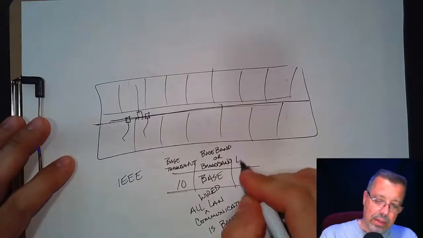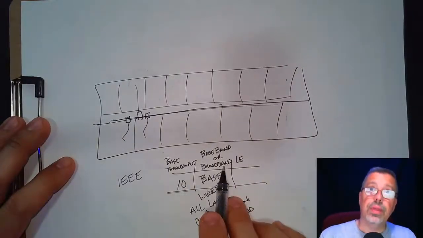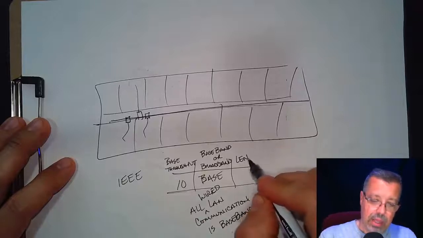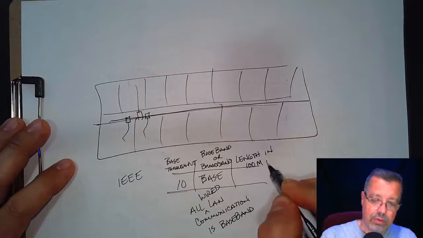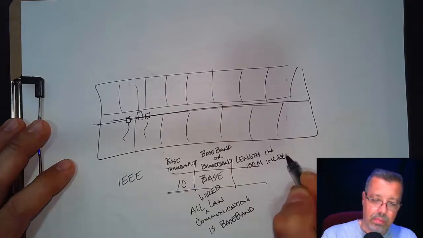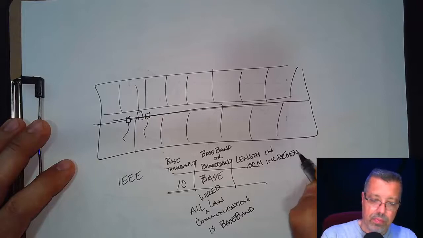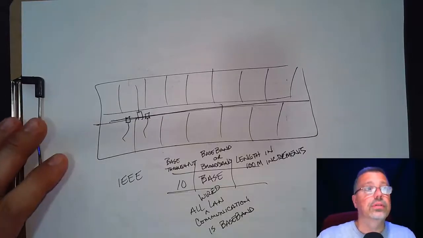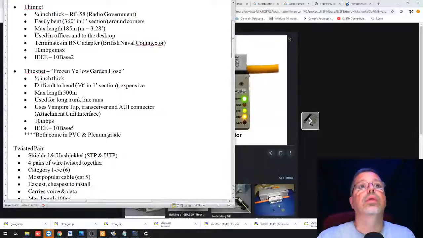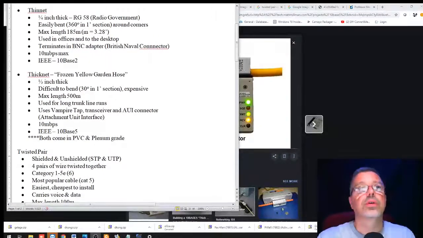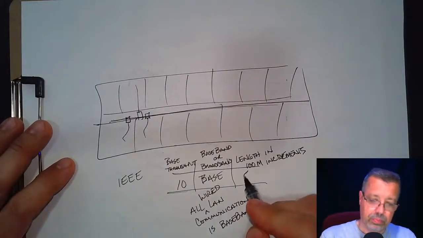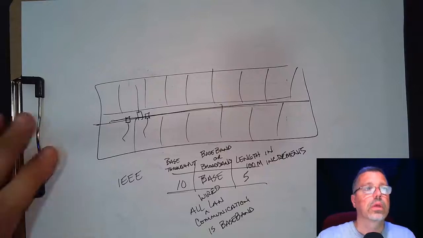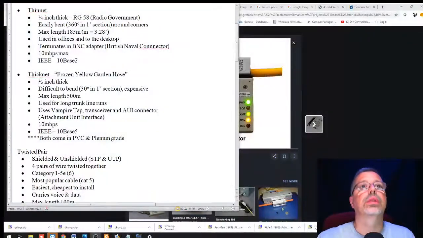And then this last part: we had base throughput, and then broadband or baseband, and then length in 100-meter increments. So this is 500 meters, so this would be 10Base5. And if we go back to its IEEE name, it is indeed 10Base5. So that's how we come up with that.